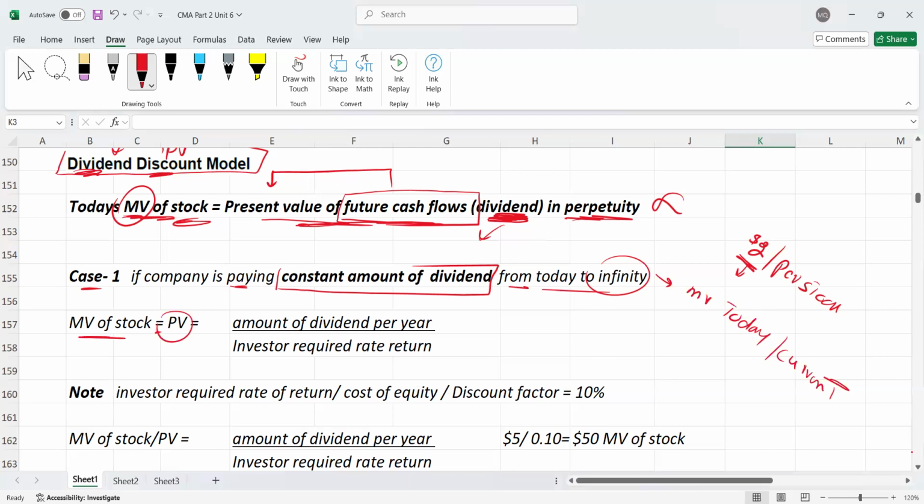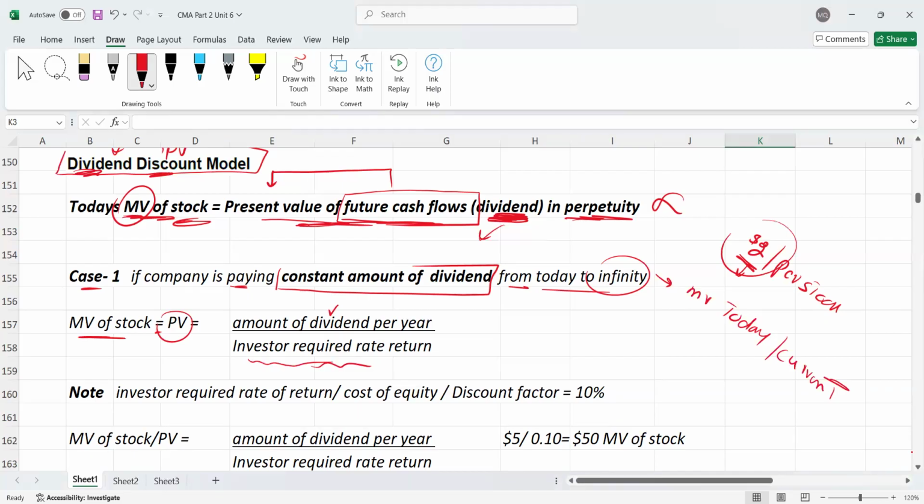And here, future cash flows will be your amount of dividend per year. Let's assume it is $2. So you will take the amount of dividend per year, and then you will divide by the investor's required rate of return, because this approach so far we are using for common stock evaluation. Here, investors' required rate of return means the rate of return which is demanded by common stockholders.